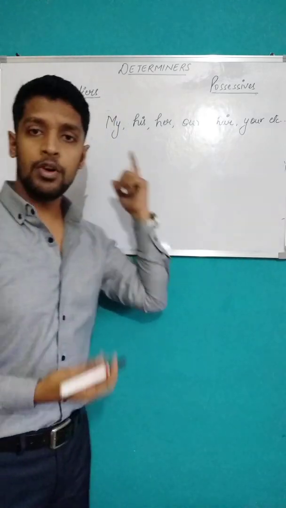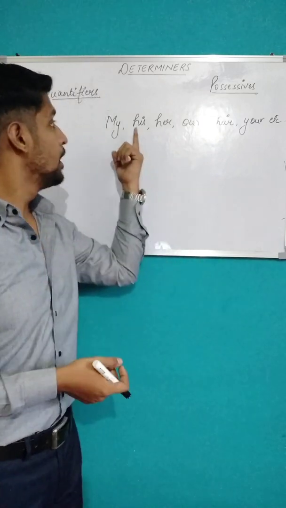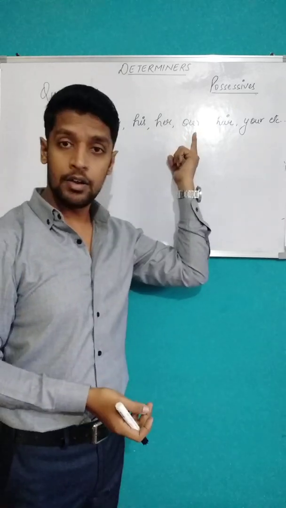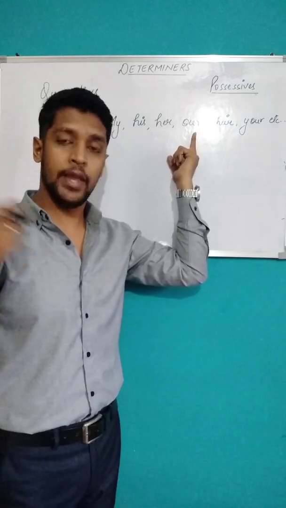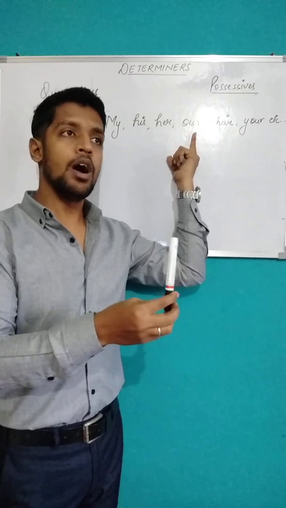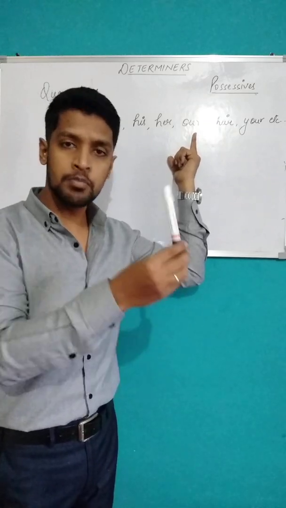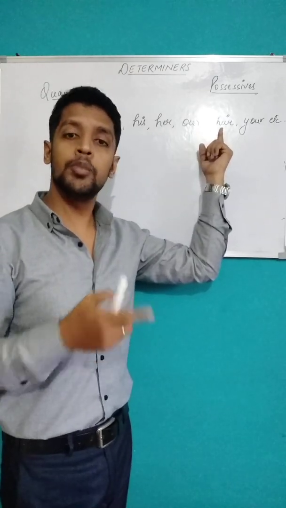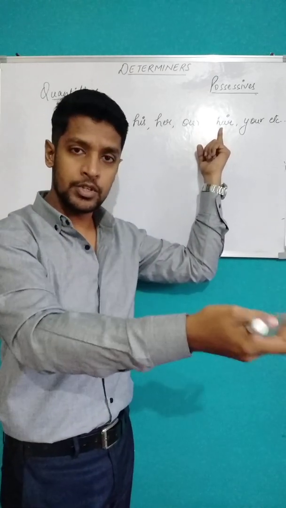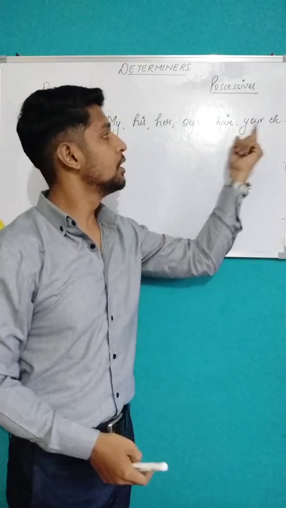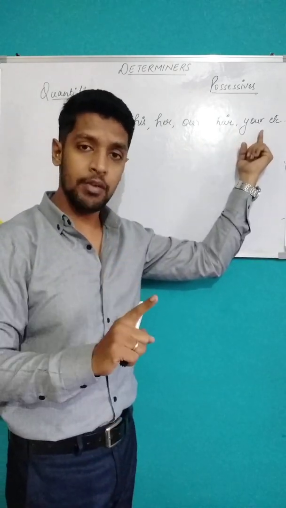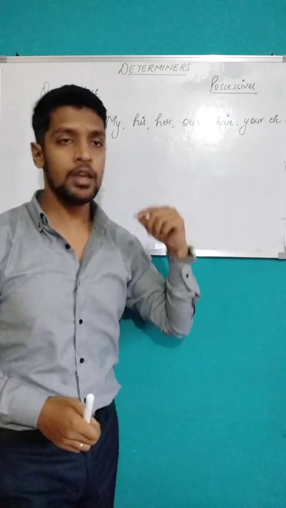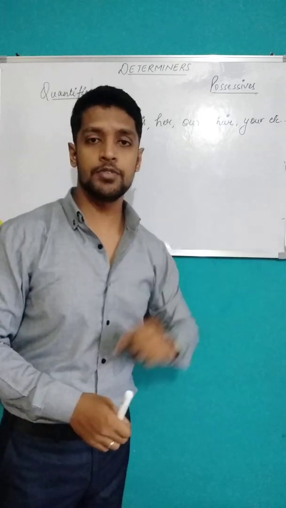My is used for me as an individual, his for a boy, her for a girl, our for my group. Example, it is our marker, that means this marker belongs to my group. Their is for a particular group of another person, it is their marker. Your is for a specific individual, which is another one, it is your book. Okay, so these are some of the examples for possessives.